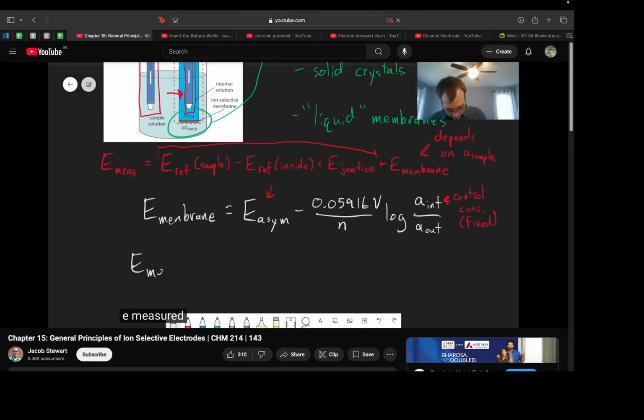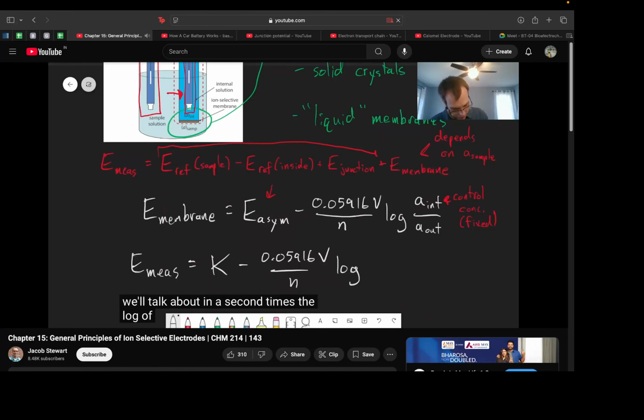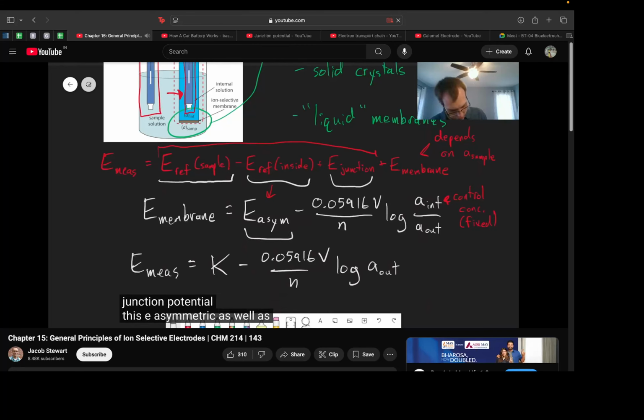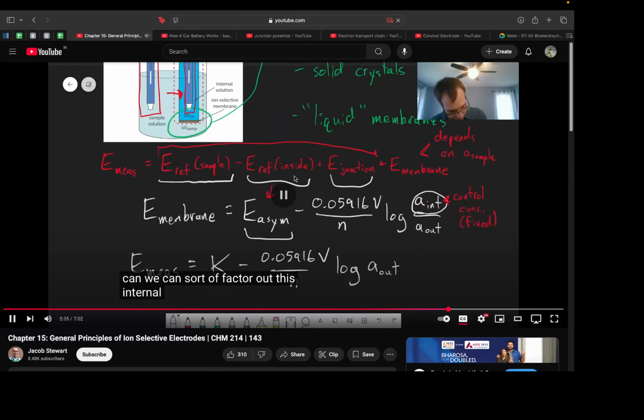And so what we can see is that overall, E measured, I'm going to lump a lot of things together, will be equal to some constant we'll call K, minus 0.05916 divided by n volts. And K takes a lot of stuff into account, we'll talk about in just a second, times the log of the activity of the outer solution, or what's called the sample in the figure. Because everything else is fixed, we can lump this term here, the reference electrode, the other reference electrode, the junction potential, this E asymmetric, as well as the internal solution.